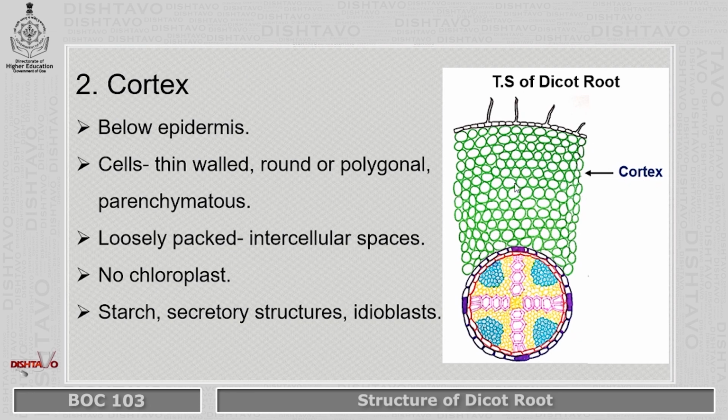The cells are thin walled, round or polygonal and parenchymatous. They are loosely packed with intercellular spaces in between them. Here you can see these are the intercellular spaces. There is no chloroplast. It contains starch, secretory structures, idioblast.